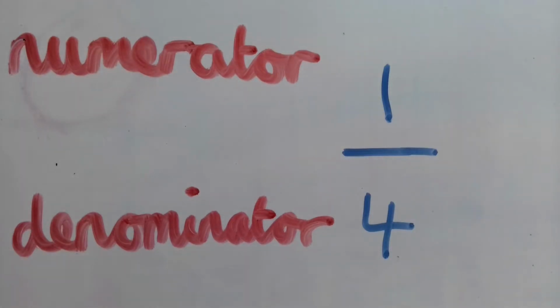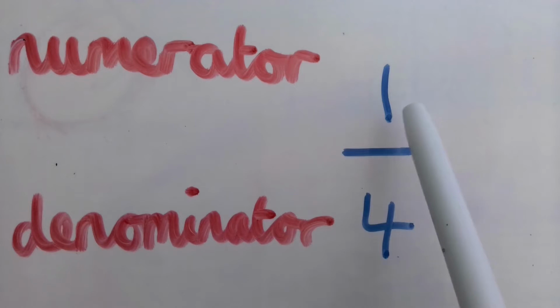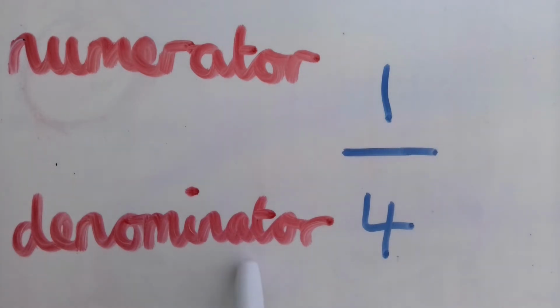So very quickly, let's just recap the parts of a fraction. We've got our numerator, our number on the top of the fraction that tells us how many parts we want. Our denominator, our number on the bottom of our fraction, and that tells us how many equal parts we have. This line in the middle is called a vinculum.